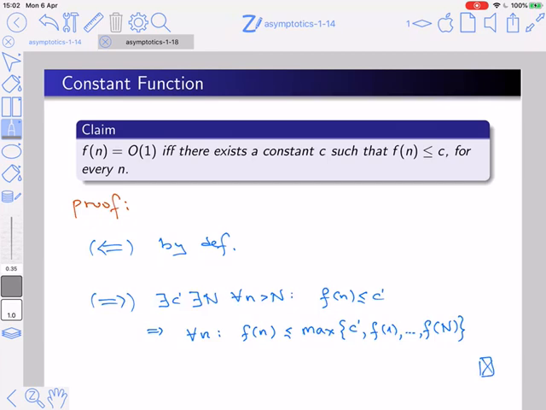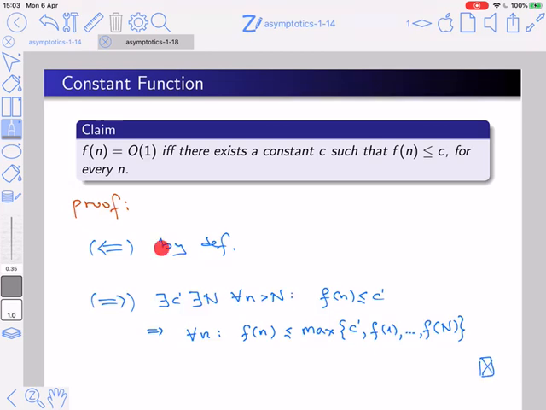Now, suppose I tell you that f of n is big O of 1. What does this mean? Well, what is 1? 1 is a constant function that for every argument gets the value 1. So we claim that f of n is big O of the constant function 1 if and only if there exists a constant c such that f of n is bounded by c for every n. Now, if there exists such a constant, such that f of n is less than or equal to c for every n, then clearly f of n is big O of 1.